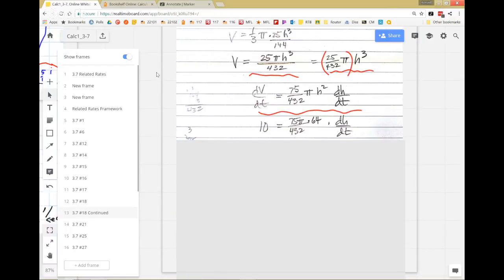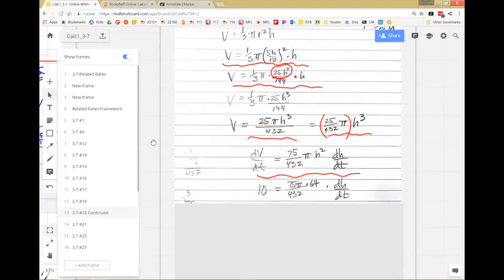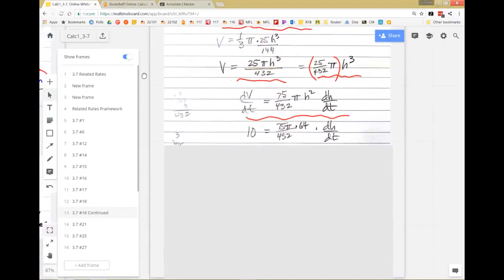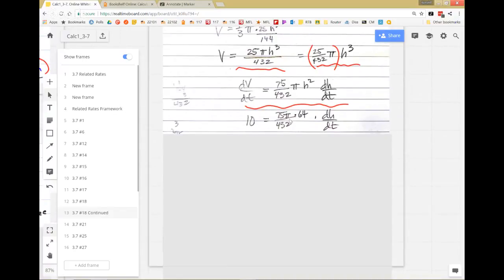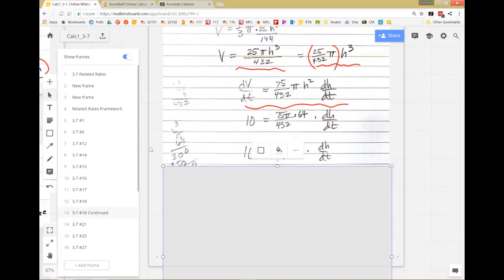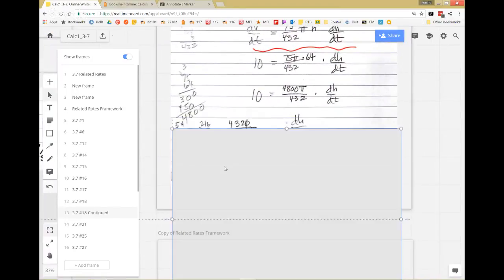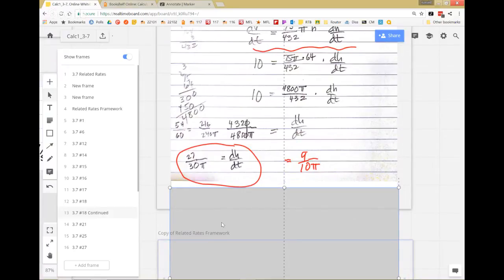So now it's time to start plugging in what we know. I don't have that all on the screen, but h was 8. The height of the water was 8, so I plugged in h equals 8. And the volume change is 10, leaving the only thing we don't know, dh/dt. Carrying out the calculation one step further, but leaving pi as it is, and after simplifying things, I got it down to 9 over 10 pi.